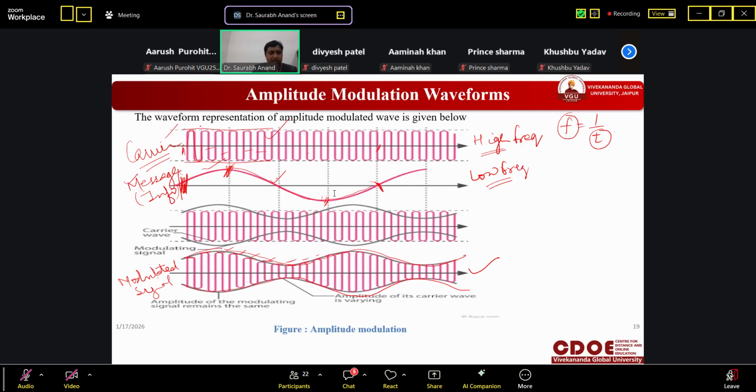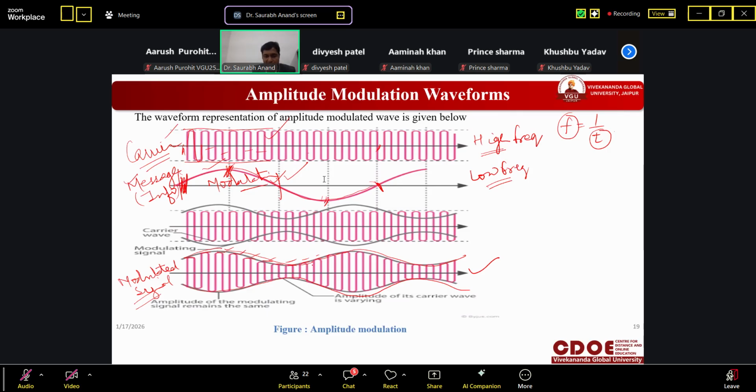Okay, this message signal will be known as modulating. Why modulating? Because it is doing the modulation process, and doing the modulation process means it is varying the amplitude of the carrier wave. So this message signal is known as the modulating signal, and after modulation it is known as the modulated signal. So modulating is the message, modulated is the signal after modulation, right?